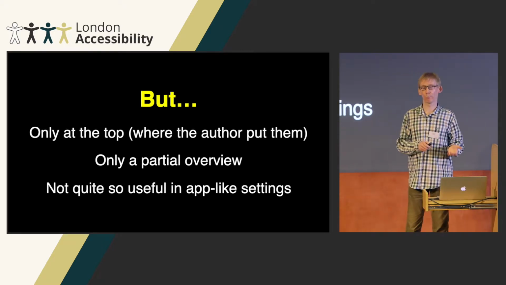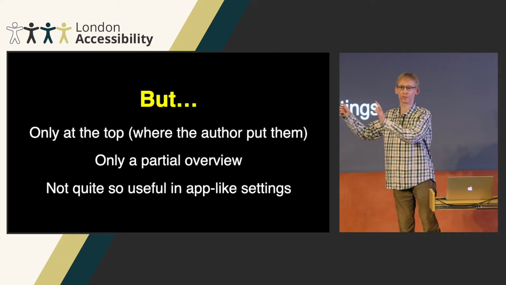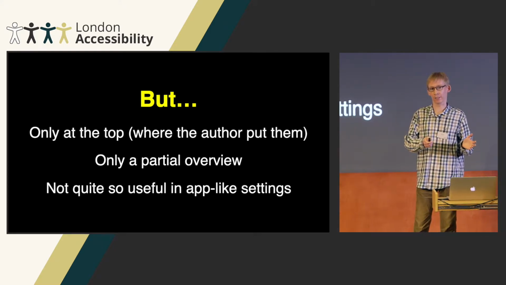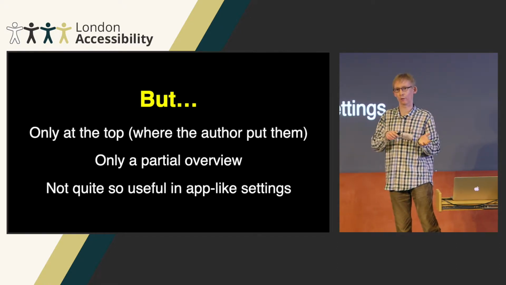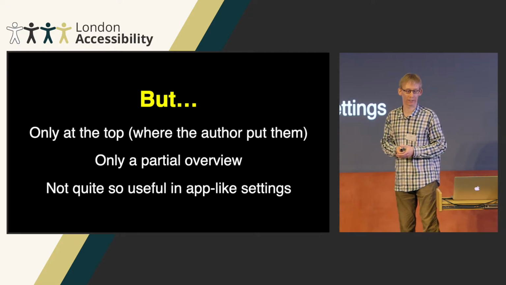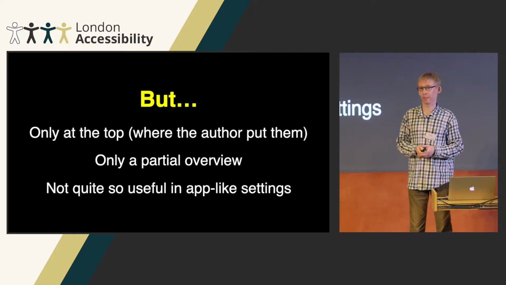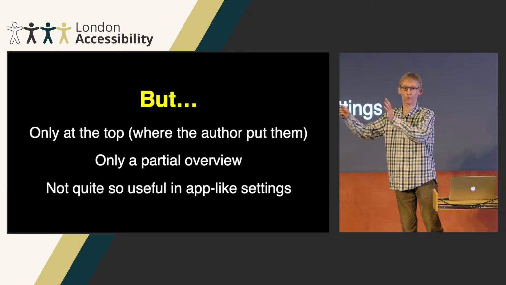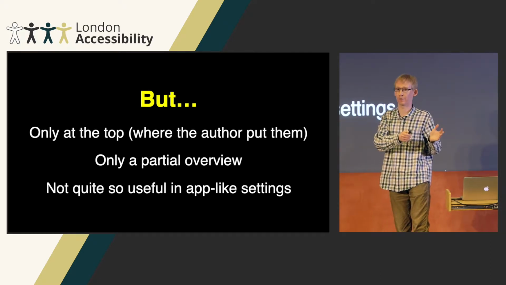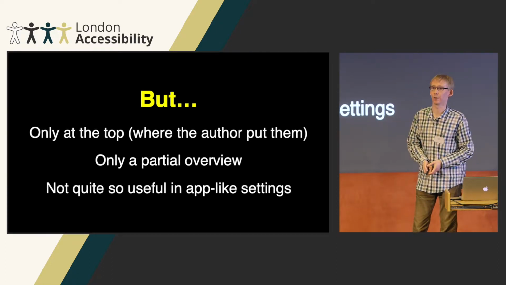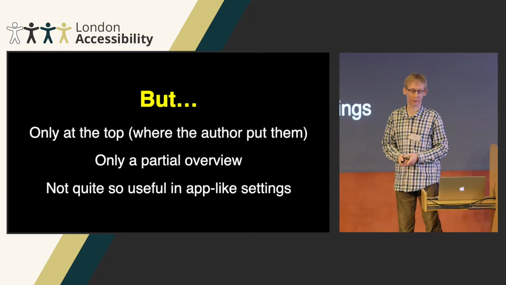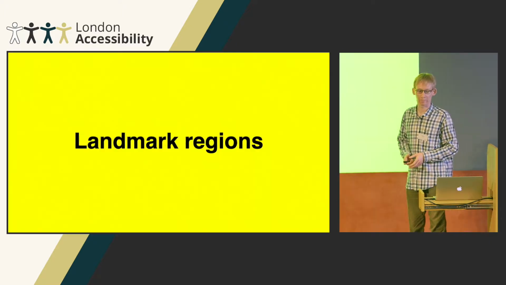If you're using a web-based email program and you've got a list of messages on one side and you've got message content on the other, you might want to switch between those two quite a lot, but that would be difficult with skip links. And equally, you might have search results for shopping items on one side and your shopping basket on the other. You might want to switch between the two. So again, skip links have some limits as to where they can be useful.